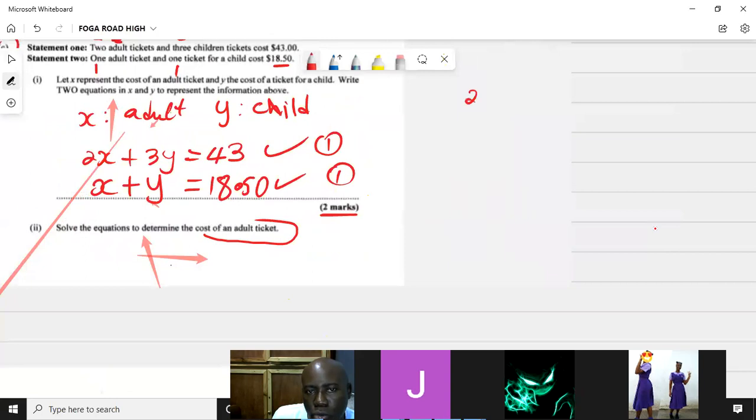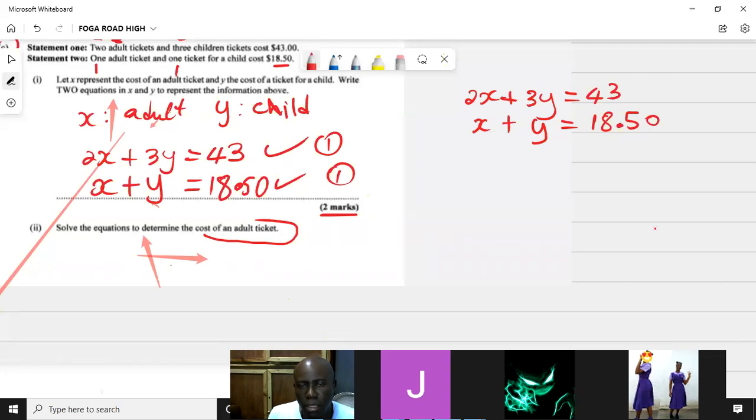Watch this. 2X plus 3Y is equal to 43. X plus Y is equal to 18.5. Here is the deal. They want the cost for an adult ticket. I am going to eliminate the children. So if I eliminate the children out of the situation, I will be finding the adult ticket at the same time. So I don't want to eliminate the wrong one and then have to search for it after. No, I'm going to eliminate what I don't want right now. So watch this.